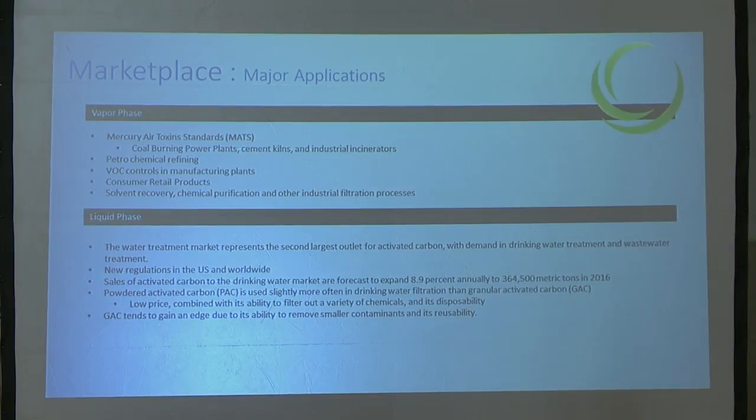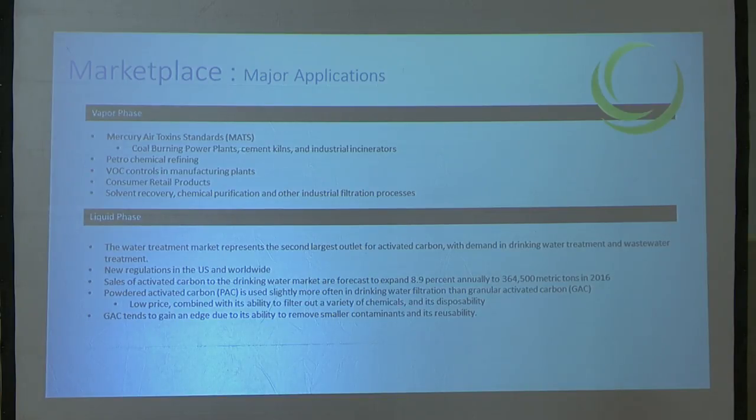Vapor phase also has a market in petrochemical refining, volatile organic compound controls in manufacturing plants, consumer retail products, solvent recovery, chemical purification, and other industrial filtration processes. We're even starting to get some interest from the oil and gas industry on capture of propanes and VOCs from their flaring operations. Instead of flaring off all these very high BTU gases, they can capture them on activated carbon, repressurize that system and get those compounds to come back off. So instead of money going up in flames, we can resell those vapors, and that's starting to be looked at.